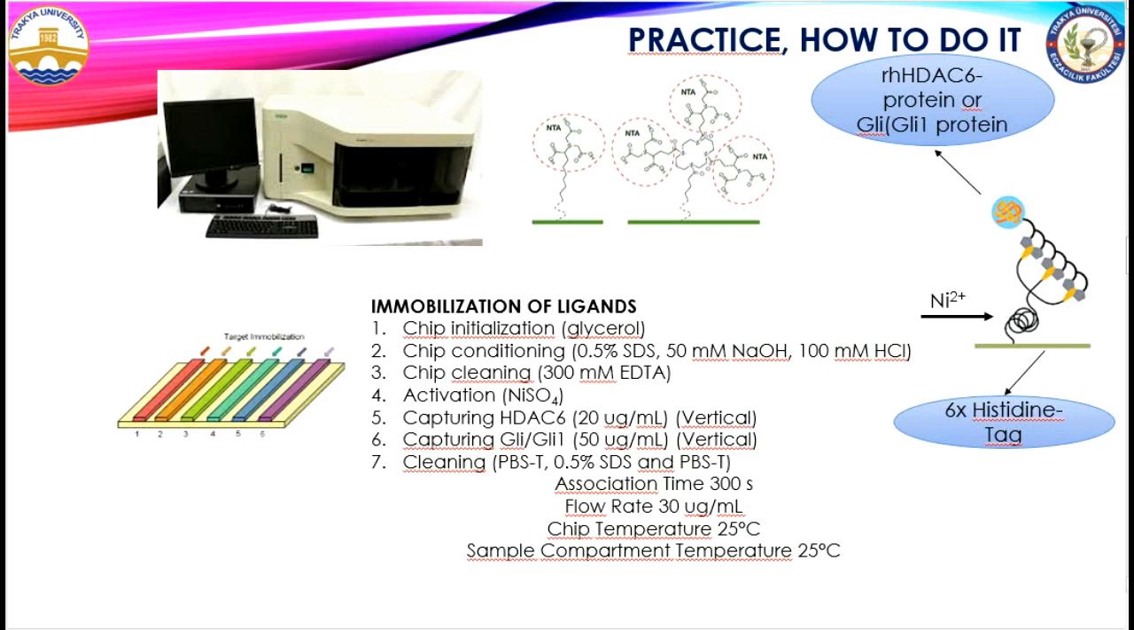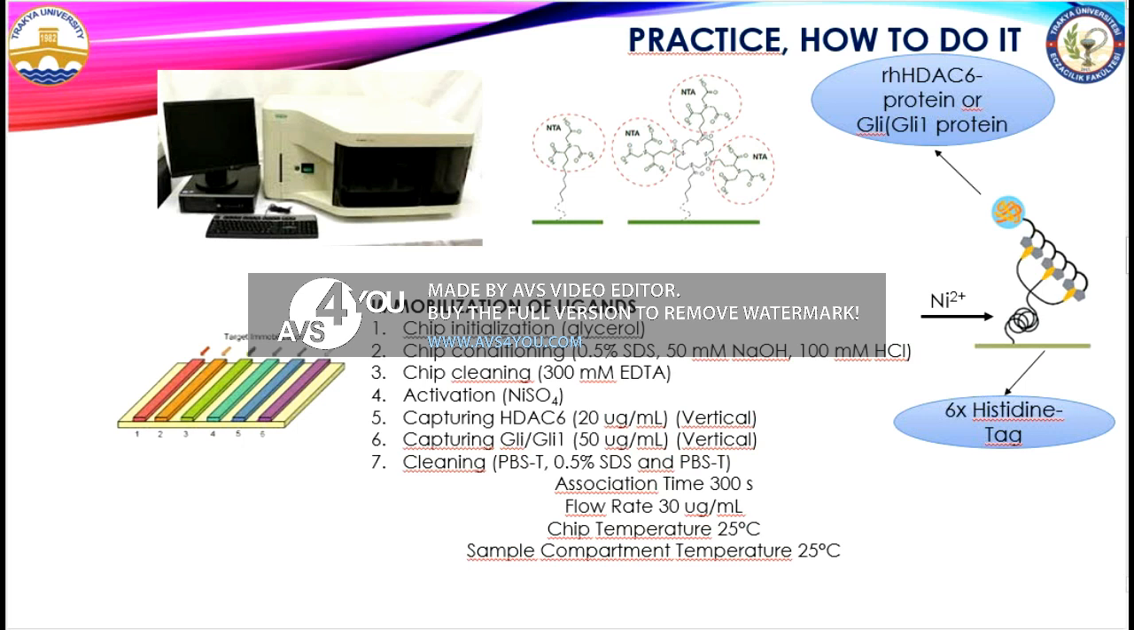The chip has 6 crisscrossing channels which allows assessing 36 interactions at a time. I used an NTA chip to immobilize His-tagged histone deacetylase 6 and GLI1 proteins. The chip was initialized with glycerol, conditioned with STS, sodium hydroxide and hydrochloric acid, cleaned with EDTA, and activated with nickel sulfate solution. Varying concentrations of histone deacetylase 6 and GLI1 flowed in the vertical direction.